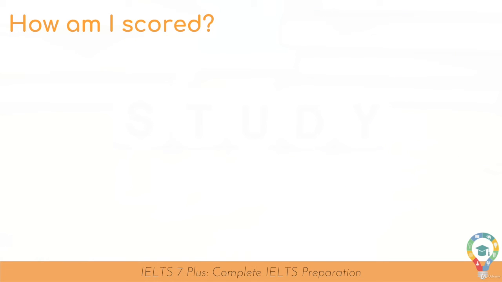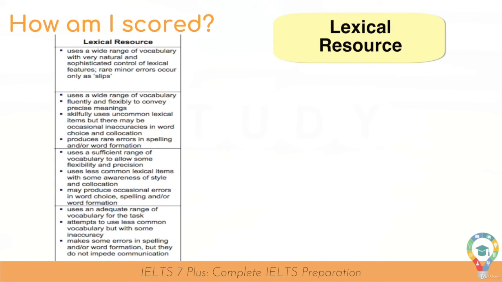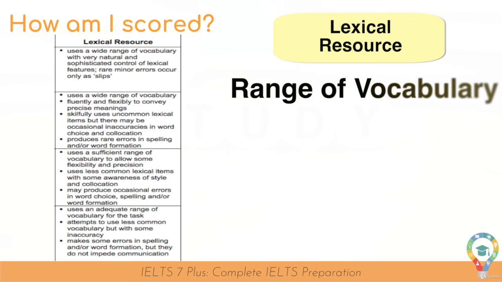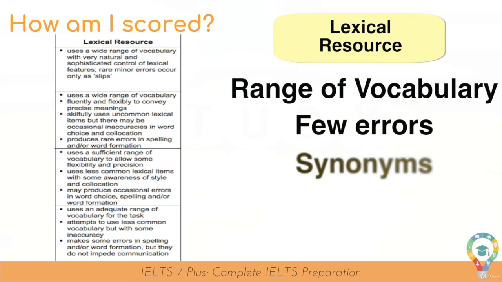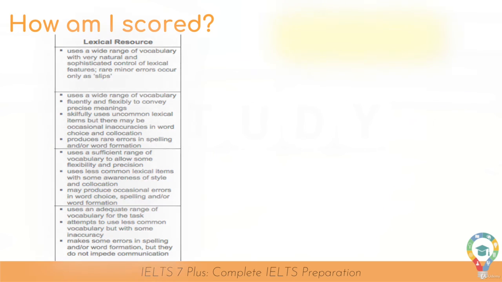Our next band descriptor is lexical resource, and as you may remember from task 1, this is all about the range of vocabulary that you can use. Here, synonyms and collocations will really help you score higher. And it's important to remember not to repeat vocabulary often. It's also very important that your spelling is accurate, as any errors in this will mean you will lose some marks. I believe it's a really good idea to look for some example essays on the internet. Read them through and try and steal some common language that you can find.